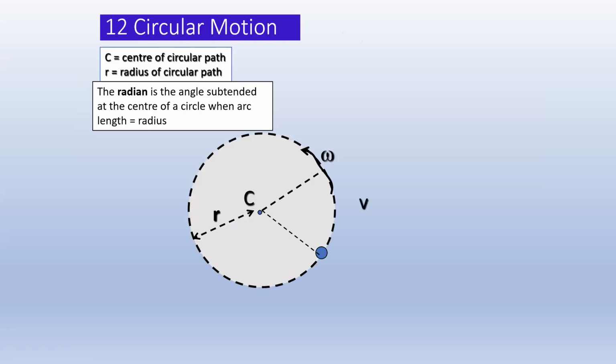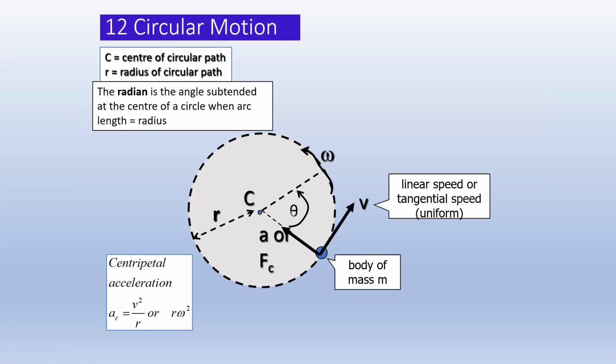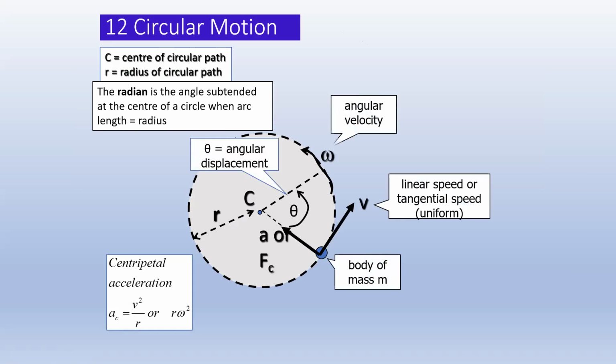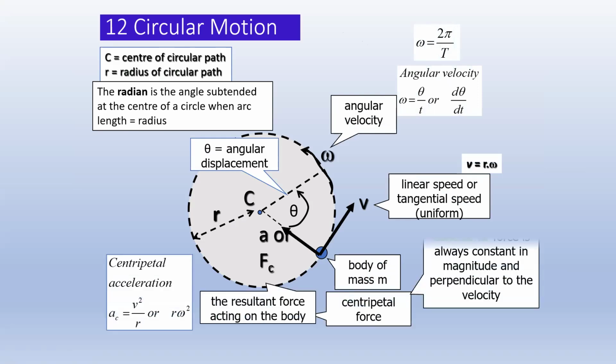Okay, found the paper. Circular motion, remember all the terms, all the formulas, right? Condition: force is always constant in magnitude and perpendicular to velocity.